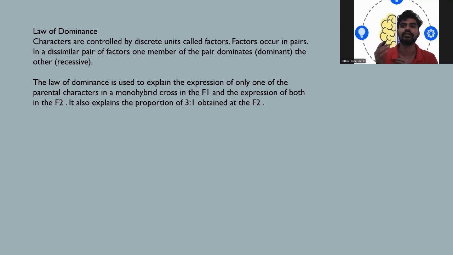Even though we know there are two different characters, after breeding, or when they were pollinated, what happened as a result? In the next generation, out of those two characters, only one character is expressed. This says there might be some character showing dominance over the other. The character which is unable to express, we call the recessive one, and the character which is expressing, we call the dominant one.